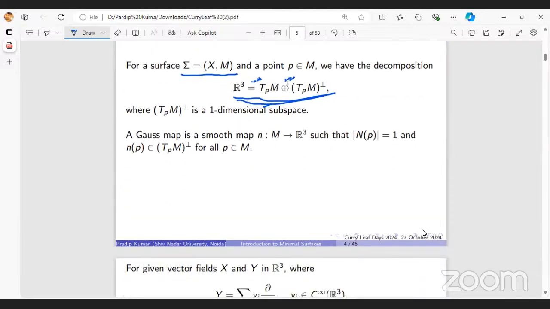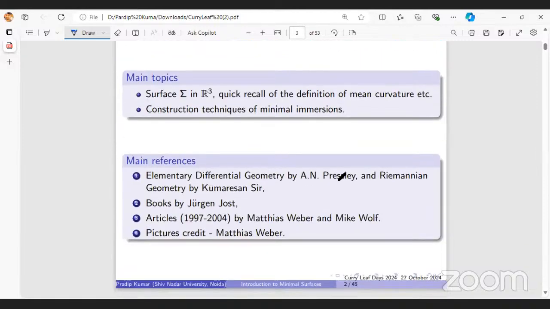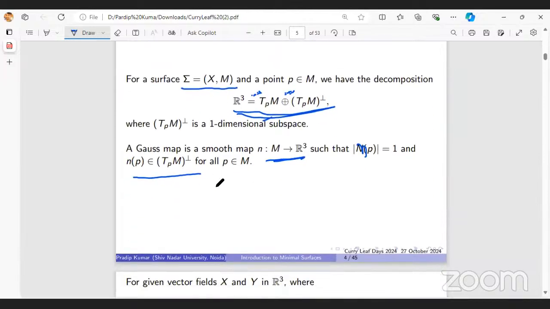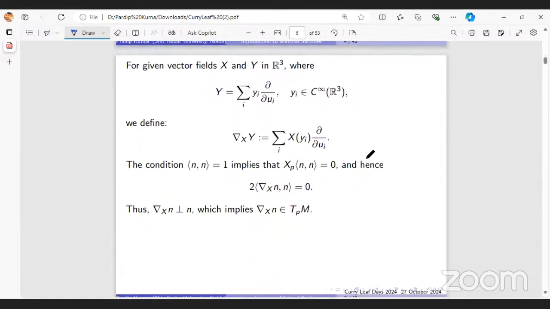Now the Gauss map. What is the Gauss map? Gauss map is, this is a small n, a map from N to R3 such that n(p) belongs to TP of M perp. So normal, basically. Again, I say whatever I am doing here, everything you can find in Presley and in Combinatorial and Riemannian geometry. This notation and language I just copied from there. For example, this slide I just copied from the Riemannian geometry textbook.